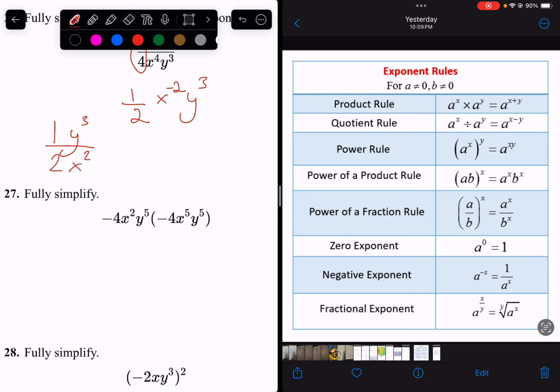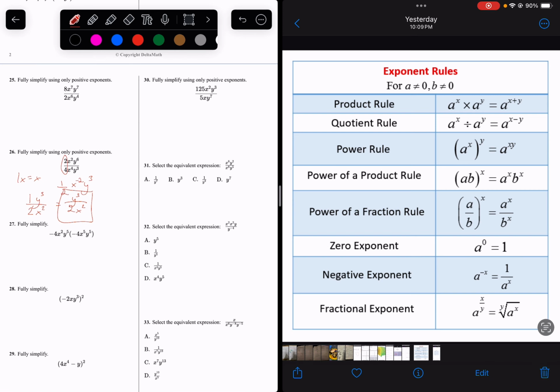Now, when you already have stuff in the numerator, we know that 1 times y to the 3rd is just going to be y to the 3rd. So the more mathy way to write that would be, you know how you don't write 1x, you just write x. Same thing here. And we get that.